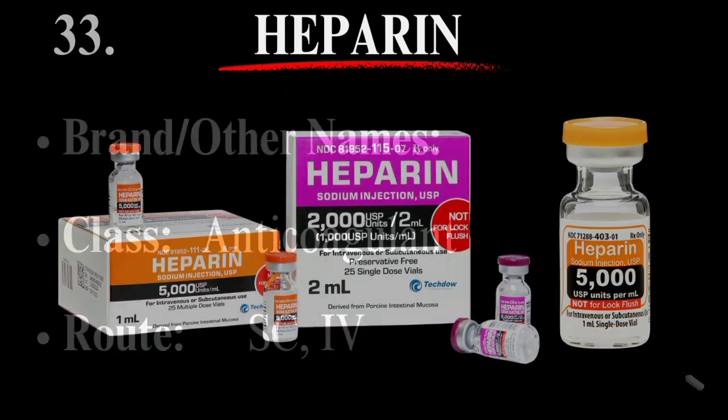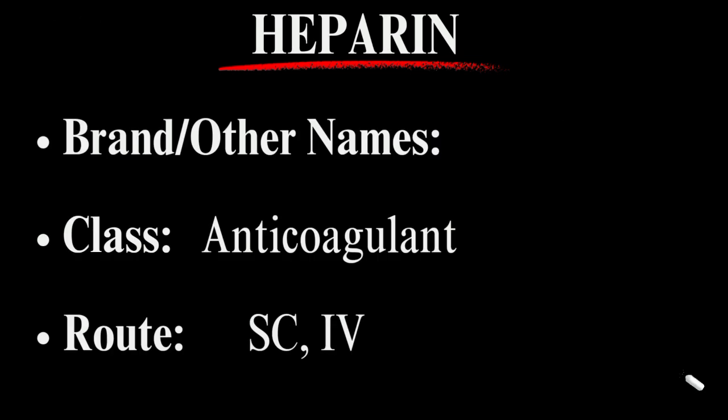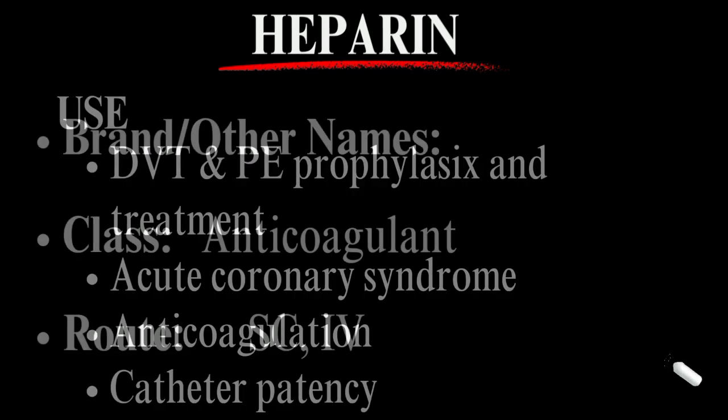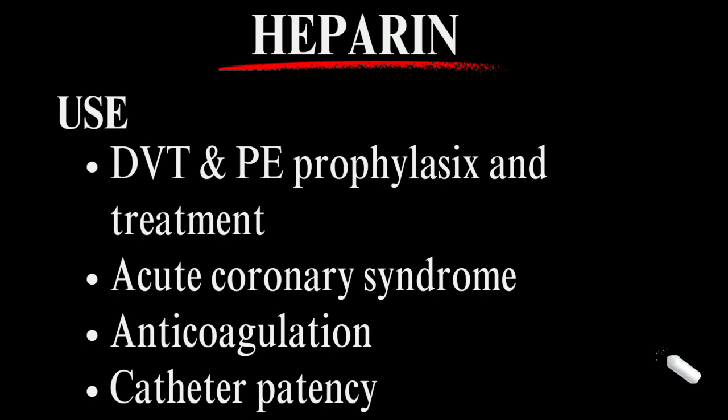Heparin is an anticoagulant that works by preventing the formation of clots and also the extension of existing ones. So it's given IV or subcut. It's used for deep vein thrombosis and pulmonary embolism prophylaxis and treatment. Also used in acute coronary syndrome, for anticoagulation, and for catheter patency.